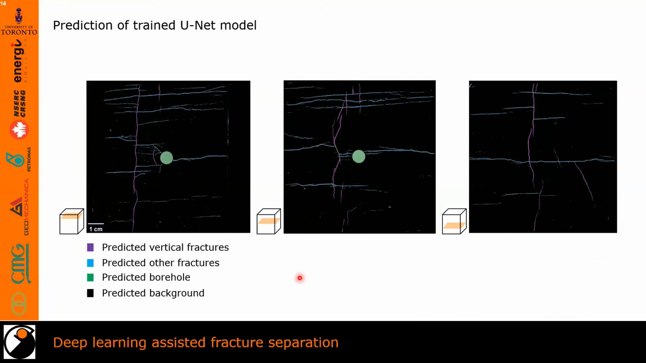These 3 images show the prediction results of the trained U-Net model on images of different fracture complexity. The purple lines here are the predicted vertical fractures. We can say this neural network model predicts well on the fractures, which allows us to separate the vertical fractures from the fracture network.